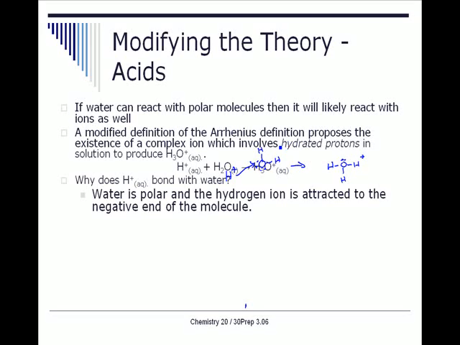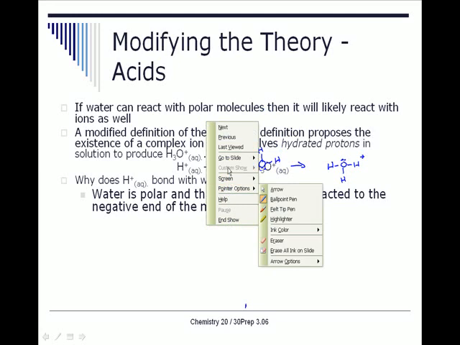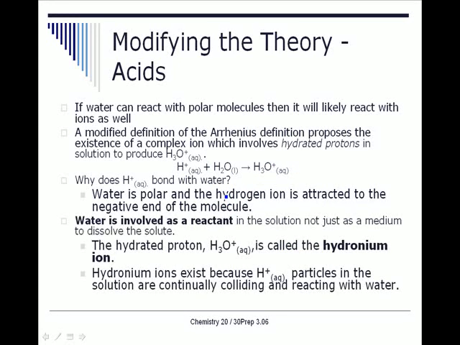And so why does a hydrogen bond with the water? It's because water is polar and the hydrogen is attracted to that water. And I'm just going to erase that stuff so you can see the reaction written nice and neat there. But anyways, there we have it. So water is polar, the hydrogen ion is attracted to the negative end of the molecule, and that's what gives us our hydronium ion. So water is now going to be treated as a reactant.